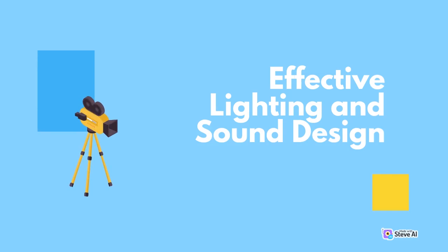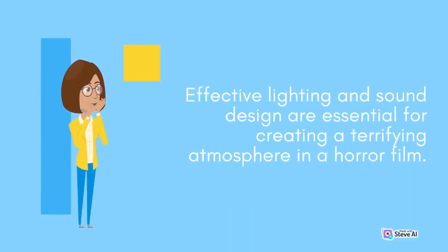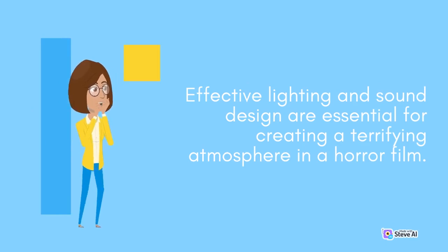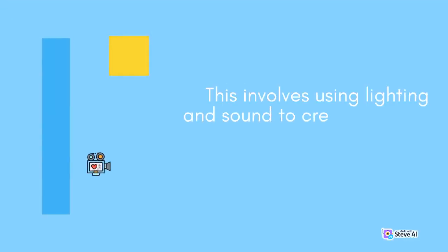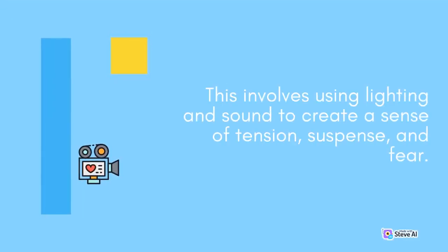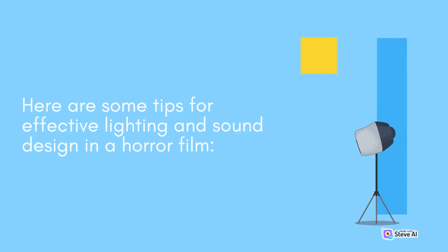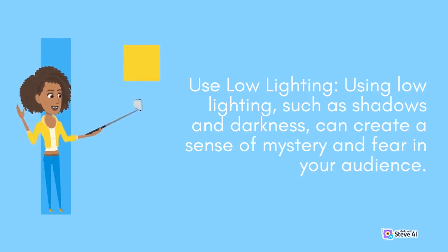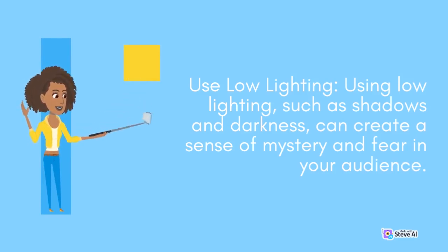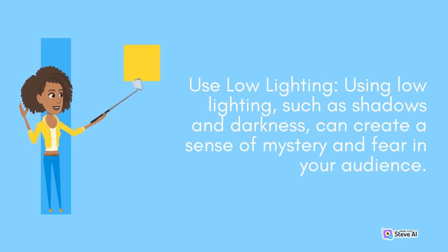Effective lighting and sound design. Effective lighting and sound design are essential for creating a terrifying atmosphere in a horror film. This involves using lighting and sound to create a sense of tension, suspense, and fear. Here are some tips for effective lighting and sound design in a horror film. Use low lighting. Using low lighting, such as shadows and darkness, can create a sense of mystery and fear in your audience.